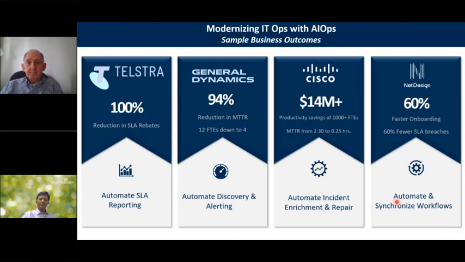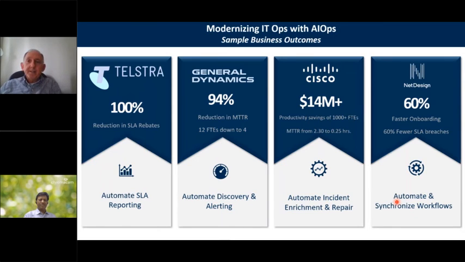Next slide. Here are some business outcomes and some samples of results that some of our customers have achieved in the last year or so. There are some large organizations here. From left to right, Telstra, a tier 1 carrier in the Pacific Rim area based in Australia.